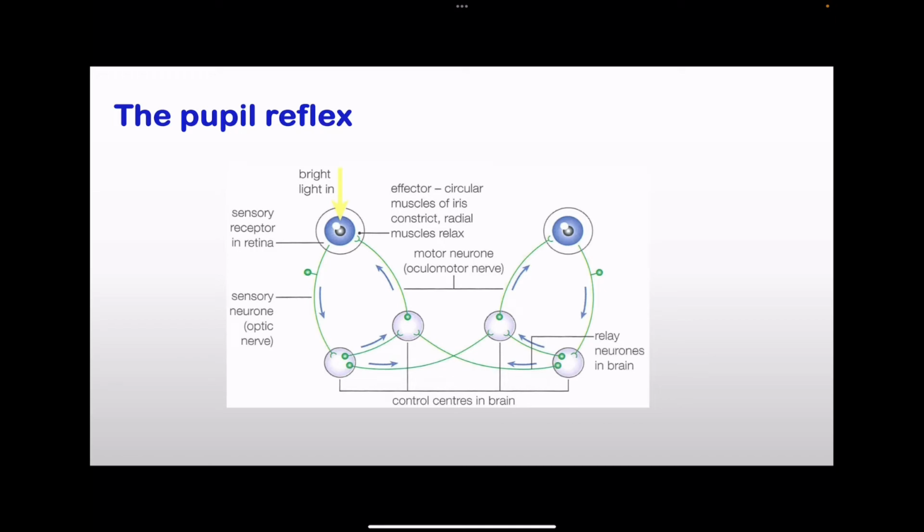Now, this is an example of the pupil reflex from your textbook. Here we see that light may enter one eye, or it could enter both eyes, it doesn't matter. The pupils of both eyes are going to respond the same way, because the cells of the retina are going to detect the stimuli and send impulses through the optic nerve to the brain.